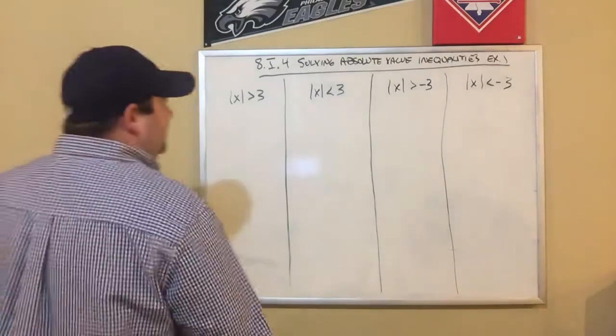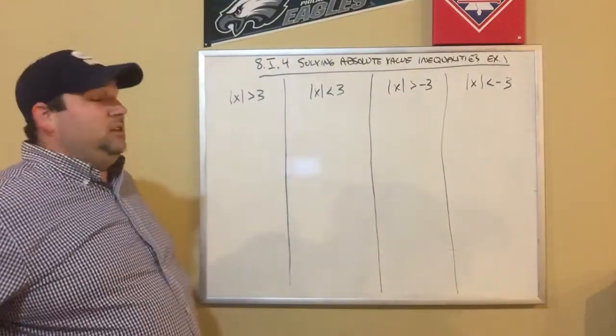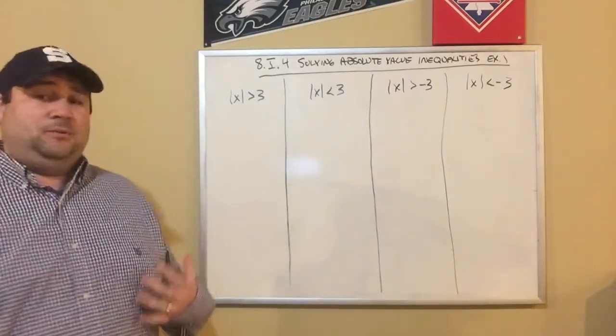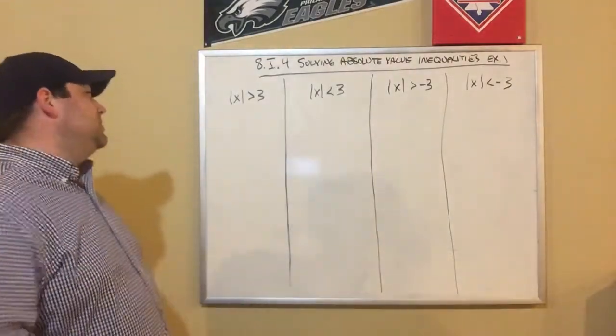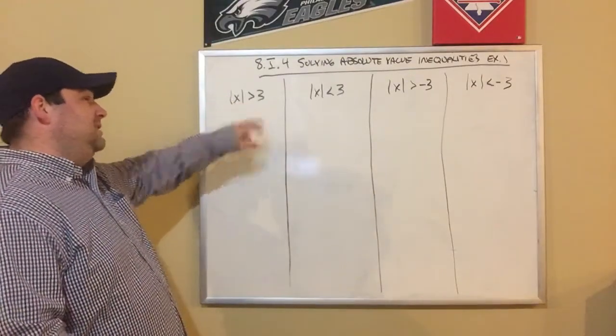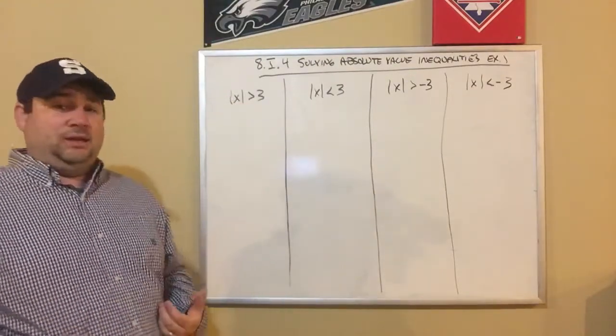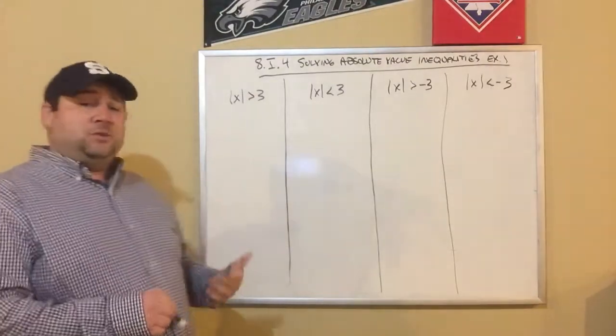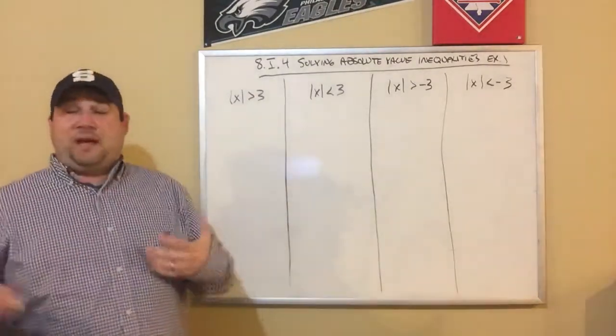All right, we're solving absolute value inequalities. So I've got 4 examples here that we're going to talk about. Our first one says absolute value of x is greater than 3. So we're trying to figure out what numbers x could possibly be.